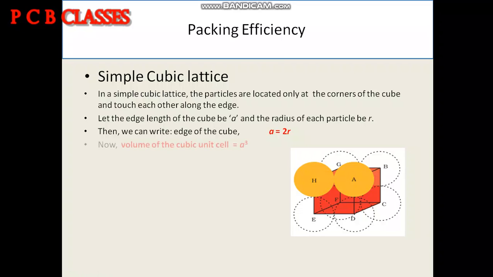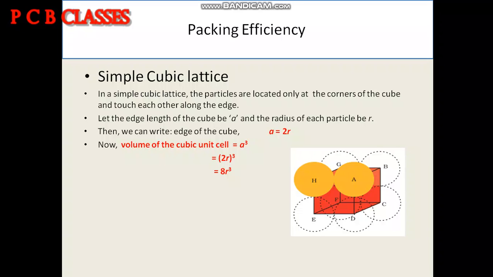So the volume of this unit cell will be, since it is a cube, the volume of the cube is a cube, so you can say that the volume of this cubic unit cell is a³. Now since a is equal to 2R, you can put the value a = 2R, and you will have (2R)³, which is equal to 8R³. So the volume of this unit cell is 8R³.